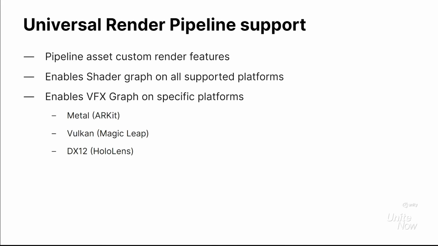Thanks, Todd. Now let's look at Universal Render Pipeline support, which was added in AR Foundation 3.1 and above. It's enabled through a pipeline asset custom render feature and becomes enabled once you've added AR Foundation to a project with Universal Render Pipeline. Universal Render Pipeline supports Shader Graph on all the supported platforms, as well as VFX Graph on specific platforms depending on the enabled graphics API.